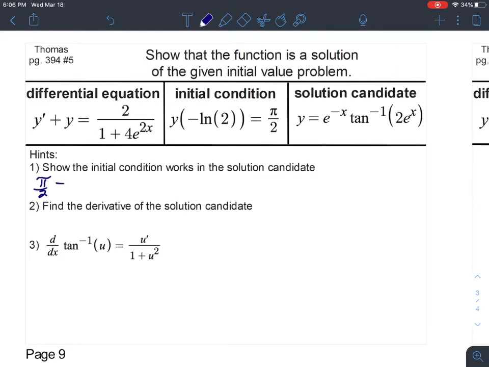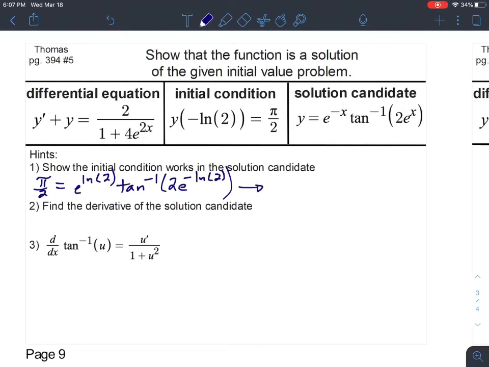pi over 2 equals e to the negative, well, those negatives cancel, so it'll be e to the natural log of 2, and then the arctangent of 2 times e to the negative natural log of 2.